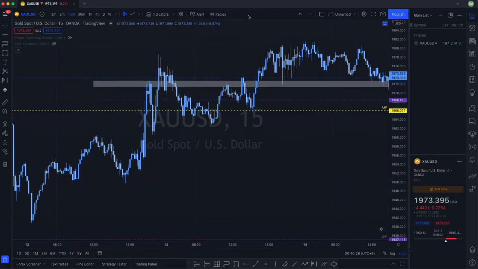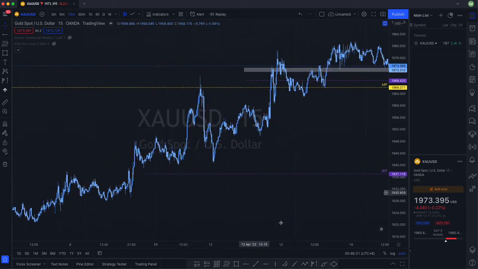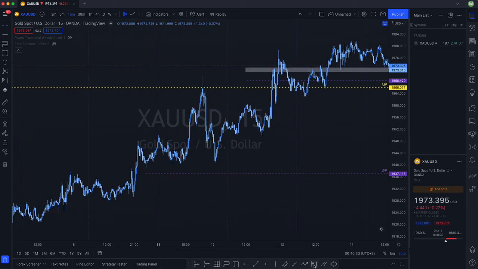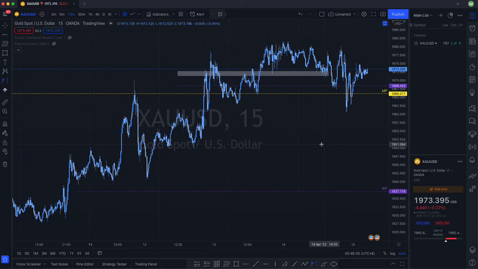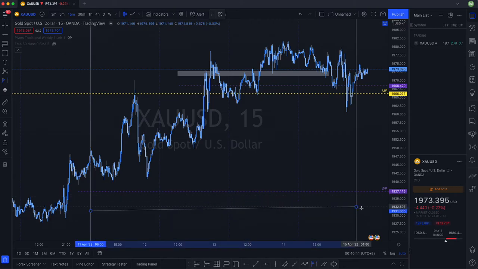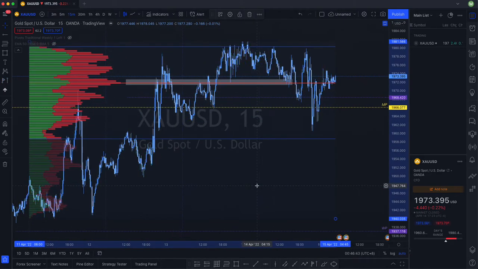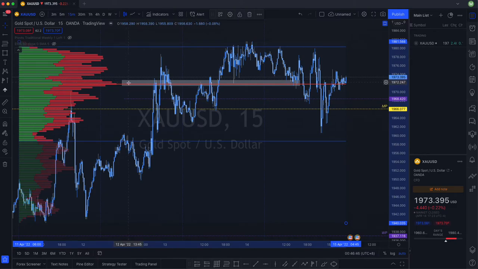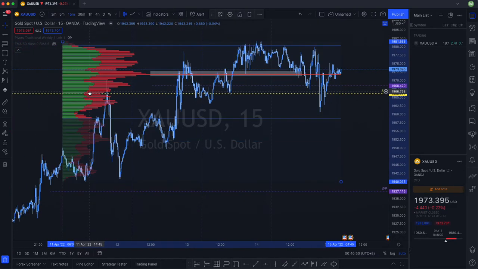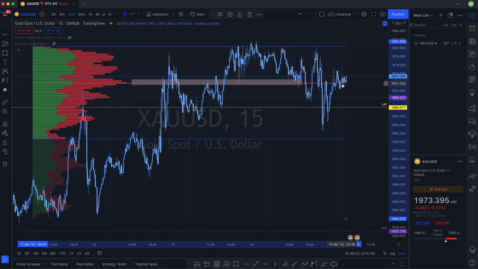Or similarly, because this is a range profile, you can mark, let's say, the last whole week. Let's say the last whole week was this. You see this area was a highly interesting area for the buyers and sellers. This price value would be 1971.770, and this node also.